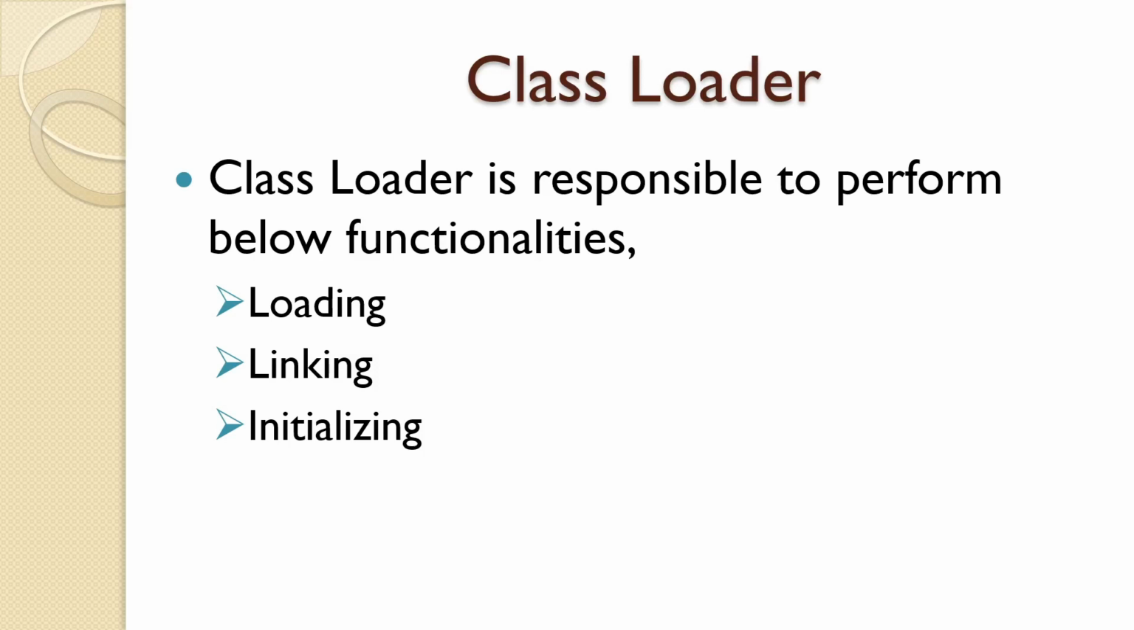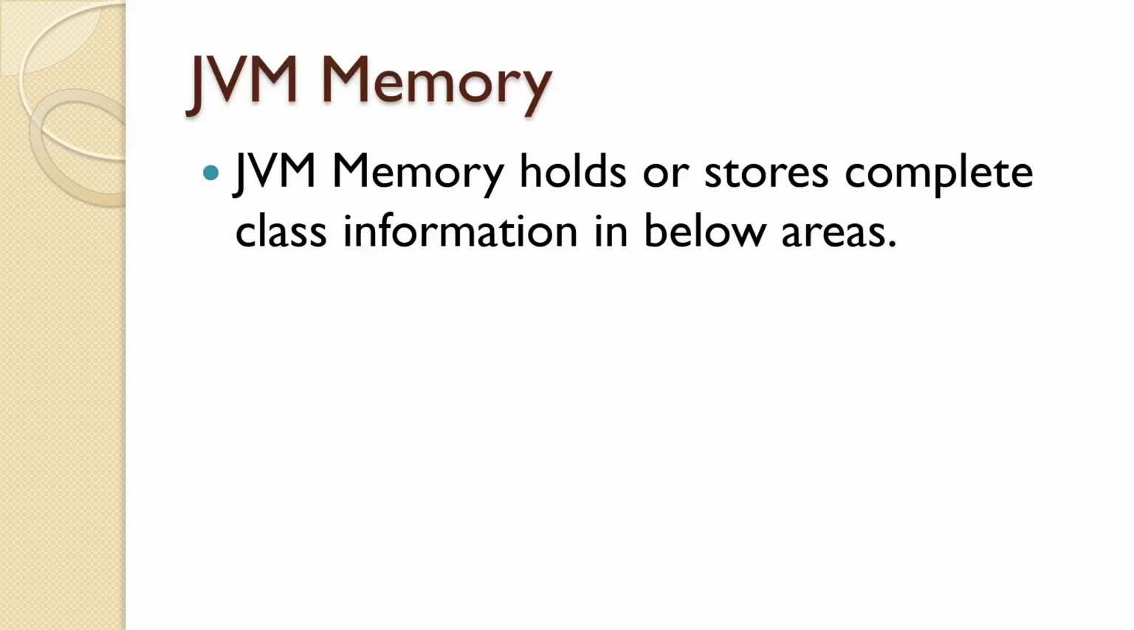So basically the class loader does loading, linking and initializing of a complete class in different areas. This is all about the class loader. Now let's see what is a JVM memory. JVM memory holds or stores a complete class information in below areas. So the class loader's responsibility is to load, link and initialize, but where does all this information get stored? Into the JVM memory.